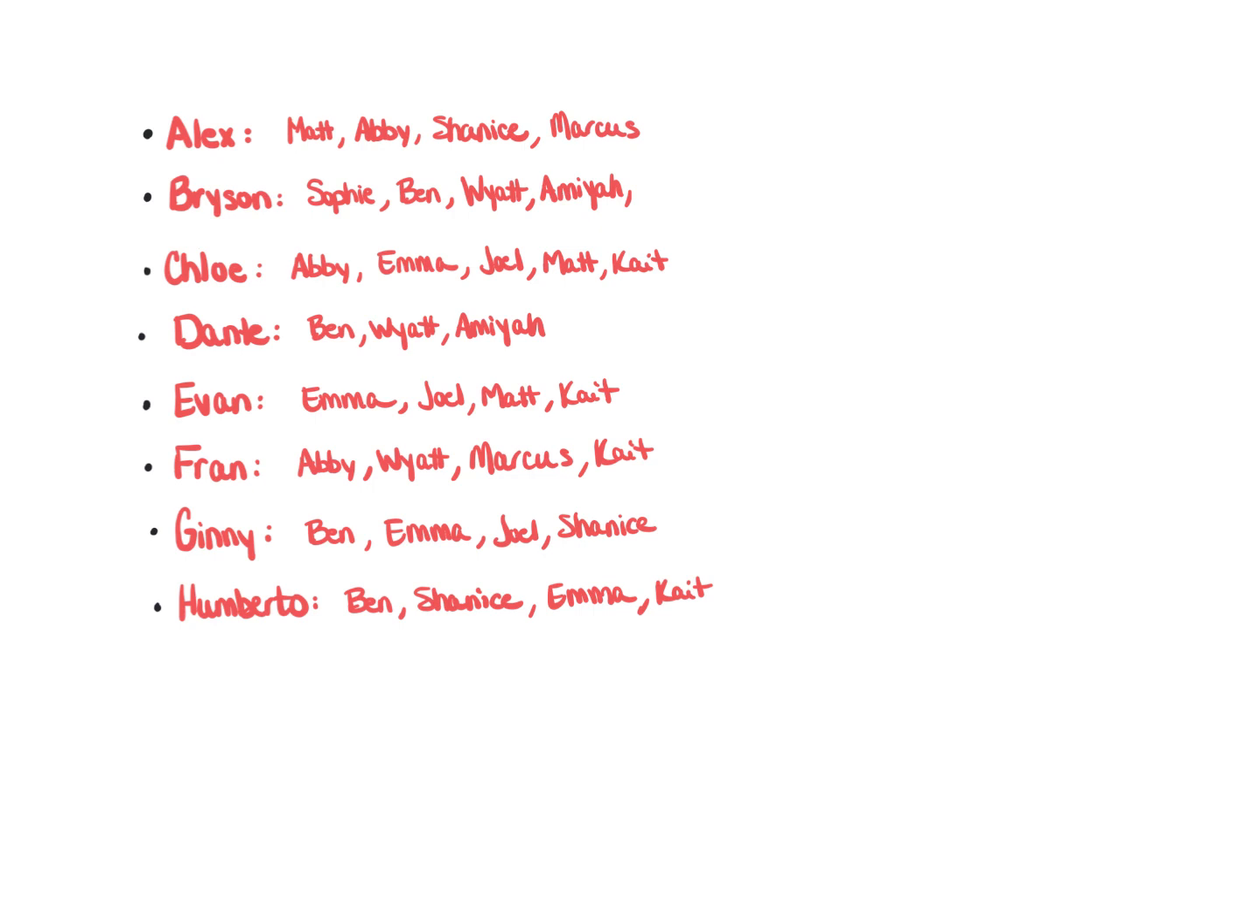Well, one way we can do this is we can let a vertex represent each of the people graduating. So that would be Alex, here's Bryson, Chloe, Dante, Evan, Fran, Ginny, and Umberto. Okay, so each vertex represents a person. And then we can connect two vertices with an edge when they have a guest in common.